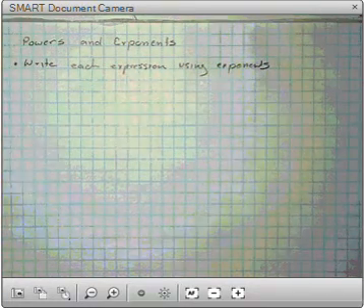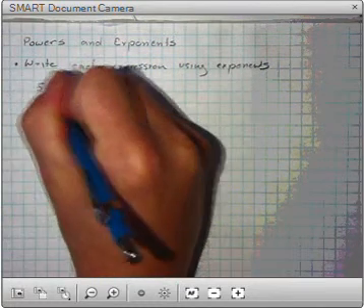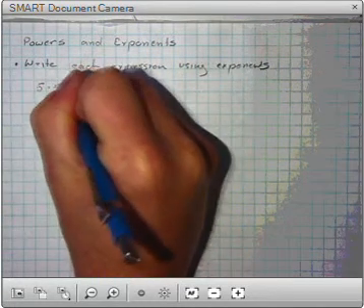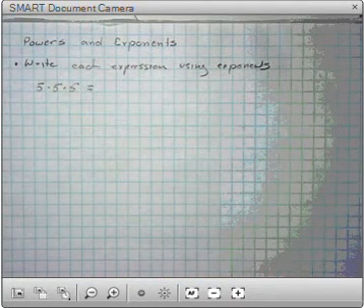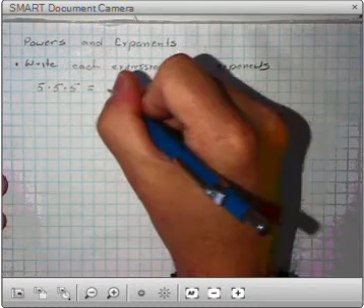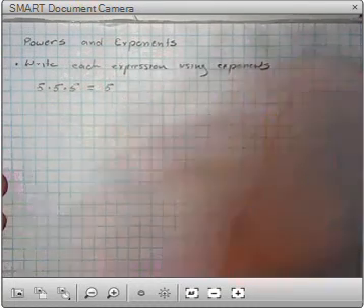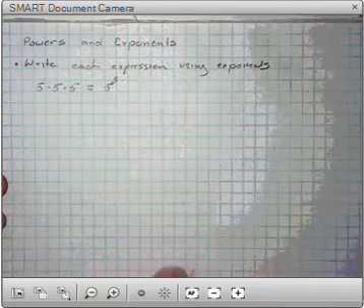So if I had something like 5 times 5 times 5, how could I write that using exponents? Kevin? 5 to the second power. 5 to the what? Second power. How many 5s are there? Oh, third power. There you go. So 5 to the third power.